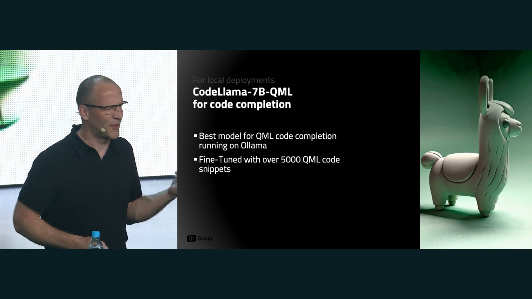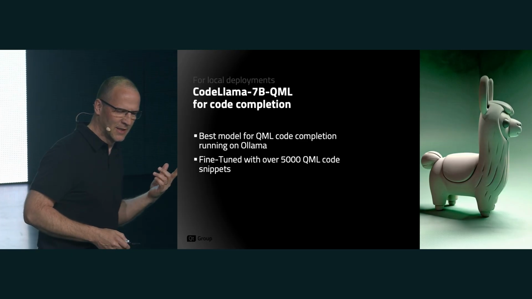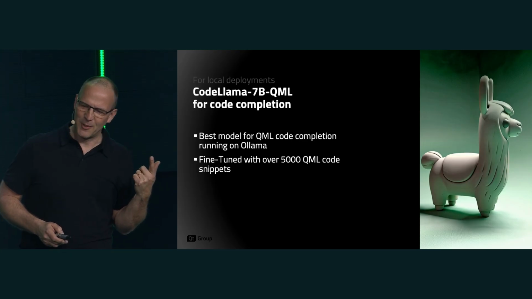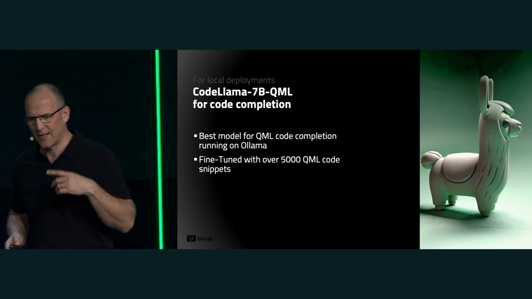So how do we do fine-tuning? What are we doing here? I mentioned over 5,000 pieces of examples. So what are we actually doing? Currently we have 5,700 code snippets. So these are little pieces of code. I'm showing you a couple of examples in a second. That's the starting point. But this is not where it ends, right?